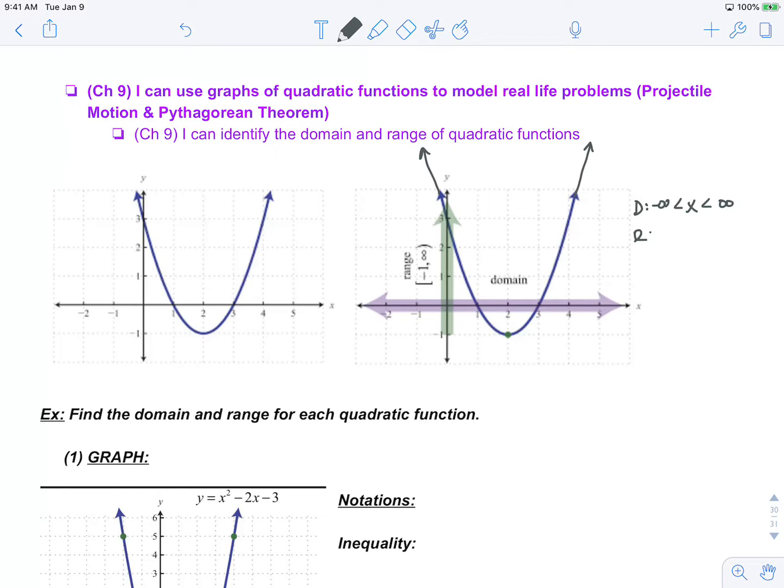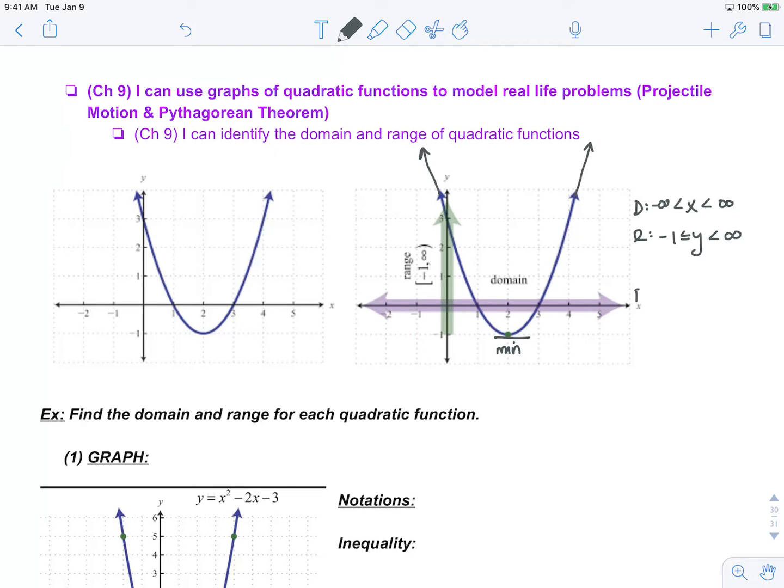However, our range, our y values, change because there is a maximum or minimum value depending on if the parabola opens up or down. So since this parabola opens down, our minimum y value is here. So -1 is the lowest our y value can equal. But it'll keep on going up forever until positive infinity.